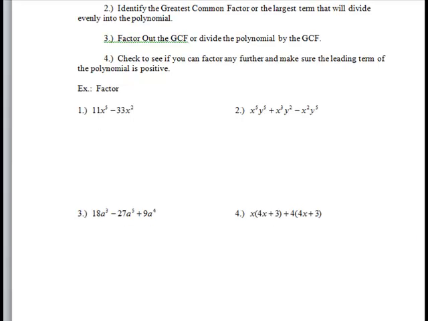Factor it out, or in other words, divide each term by that common factor, and then take a quick check at the end to make sure you actually did choose the correct common factor. In other words, the remaining terms do not have any other factors in common.